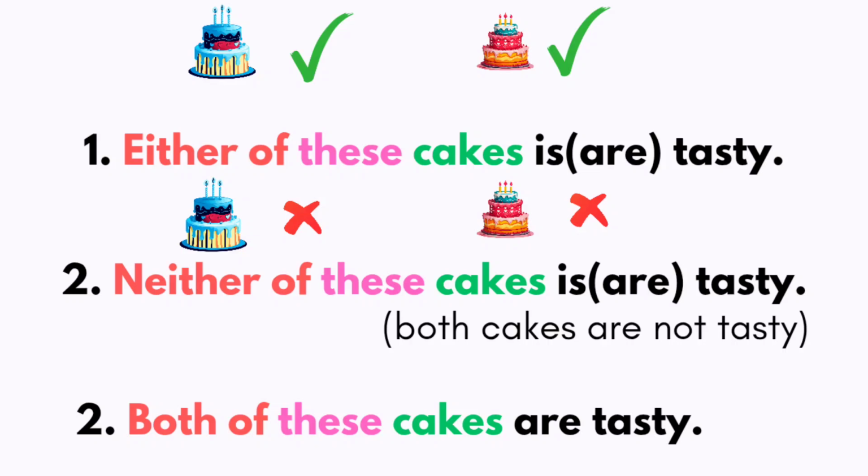Neither of these 2 cakes is tasty. Both cakes are not tasty. That is the meaning. Neither means when there are 2 options, we don't consider both. In that case, we use neither. But neither of these cakes are tasty. Both are correct. Okay. Cakes is a plural noun. We can use singular verb or plural verb.